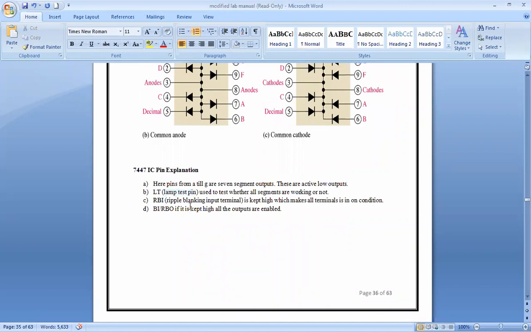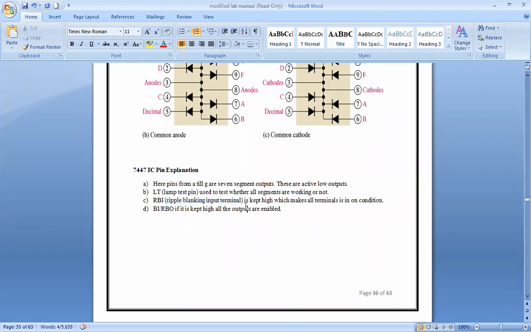You can just check if it's properly functioning or not, to check if all the other terminals are fine or not. So it's like a test pin. Then your RBI is nothing but your ripple blanking input terminal.